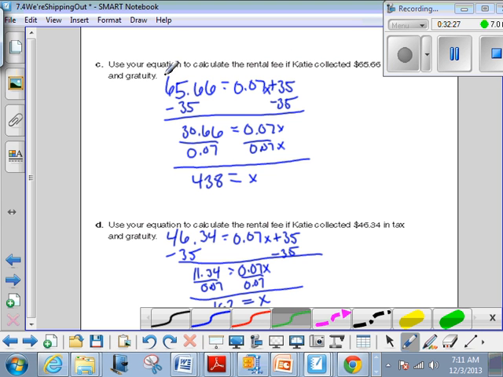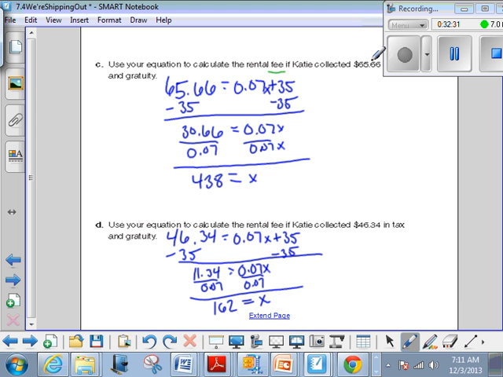Then we just solve our equation: subtract 35 from both sides, and then divide both sides by 7 cents, or 0.07. And we would get X is equal to 438. On the next question, we're doing the same thing again, where we're replacing the total cost and not the rental fee. We're looking for a rental fee. So we're going to subtract 35 from both sides, and then again divide both sides by 0.07, and X should equal 162.